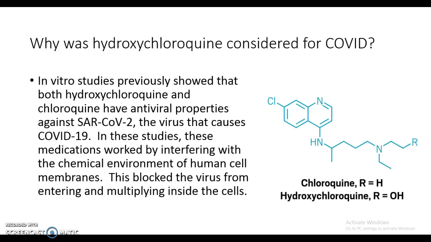Why was hydroxychloroquine considered for COVID? In vitro studies previously showed that both hydroxychloroquine and chloroquine have antiviral properties against SARS-CoV-2, the virus that causes COVID-19. In these studies, these medications worked by interfering with the chemical environment of human cell membranes. This blocked the virus from entering and manipulating and multiplying into the cells.